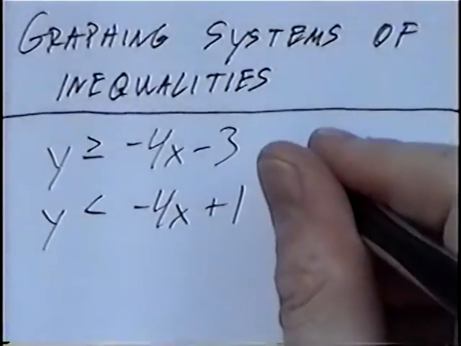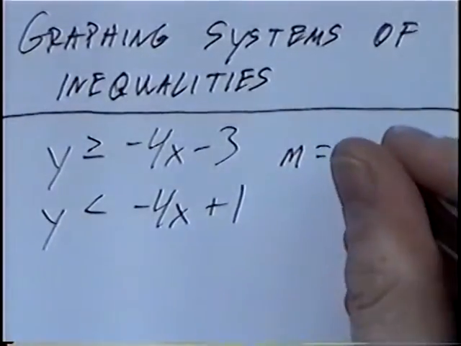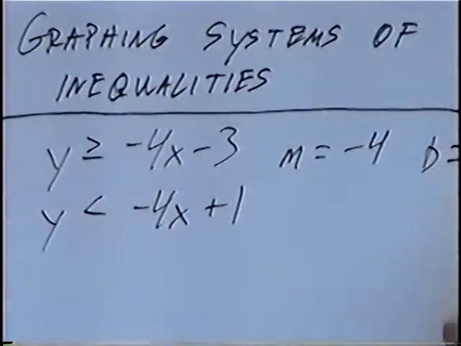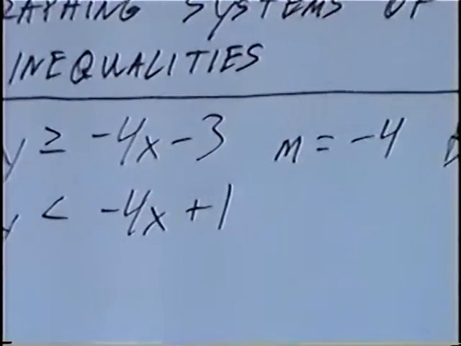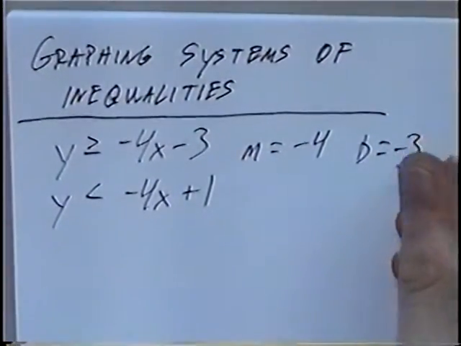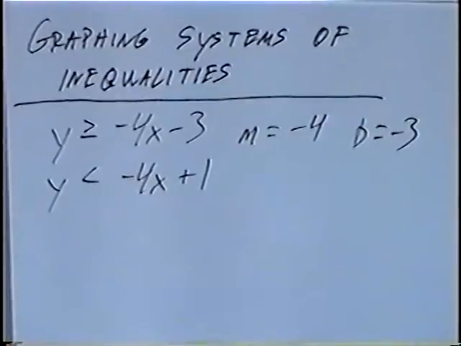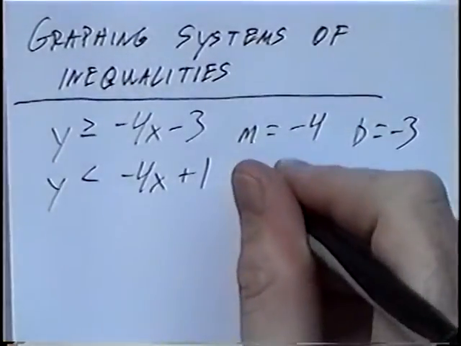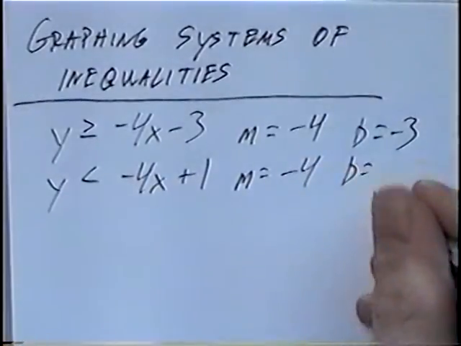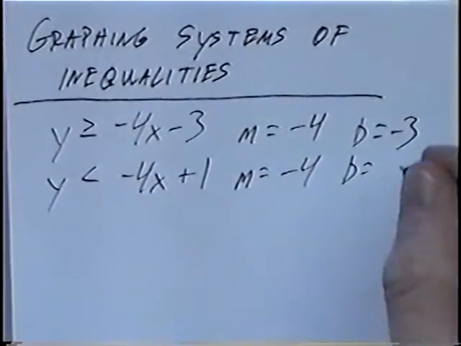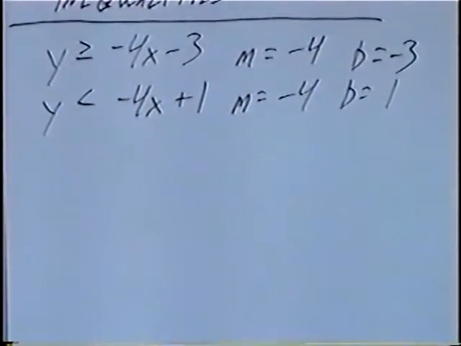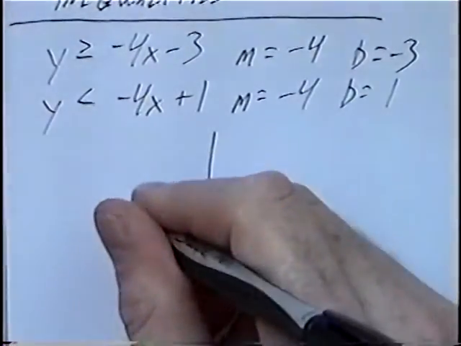The first inequality, m is equal to negative 4, the number in front of x, and b is equal to the last number, negative 3. Second inequality, m is also equal to negative 4, and b, the y-intercept, is equal to positive 1. Graphing these two inequalities on an xy axis.